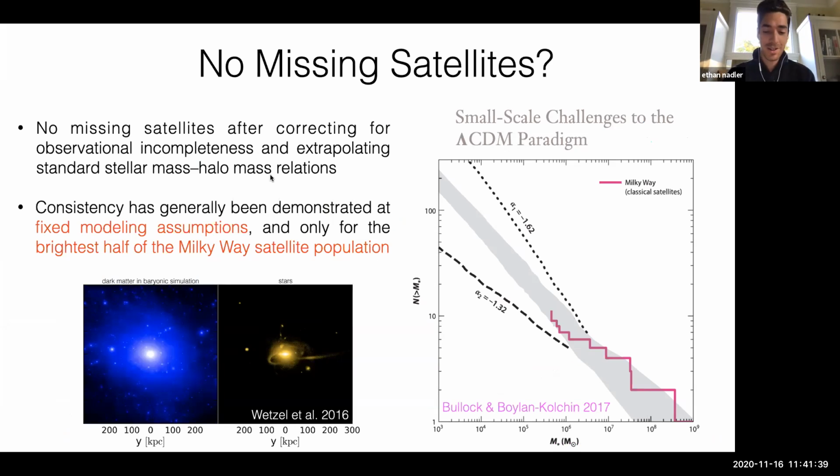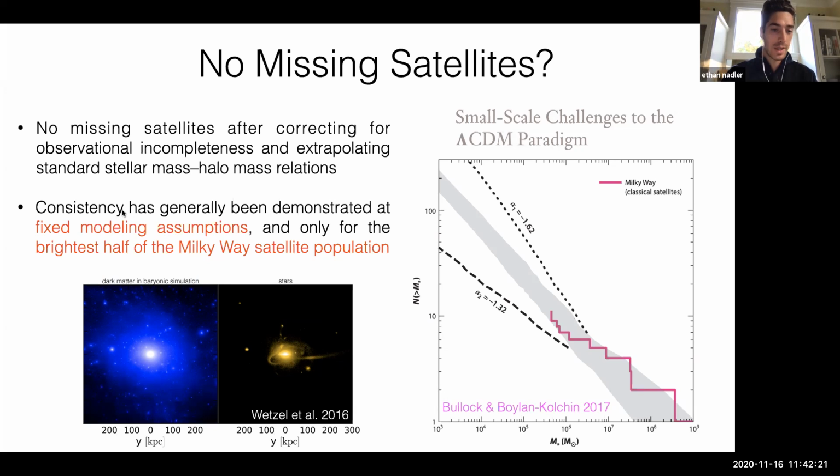Okay, so given these amazing observations, we have to ask, is there a missing satellites problem? That's kind of a crude way of putting it, based on how it's been talked about historically in the literature. And if you read the papers from the last 5 years or so, the consensus is that there is no missing satellites problem after correcting for the fact that our current observations are incomplete. And if you perform some reasonable extrapolation of a stellar mass halo mass relation into this ultra-faint regime, or if you run a hydrodynamic simulation, although the resolution of those doesn't really allow probing the ultra-faints, at least not in a statistical sense.